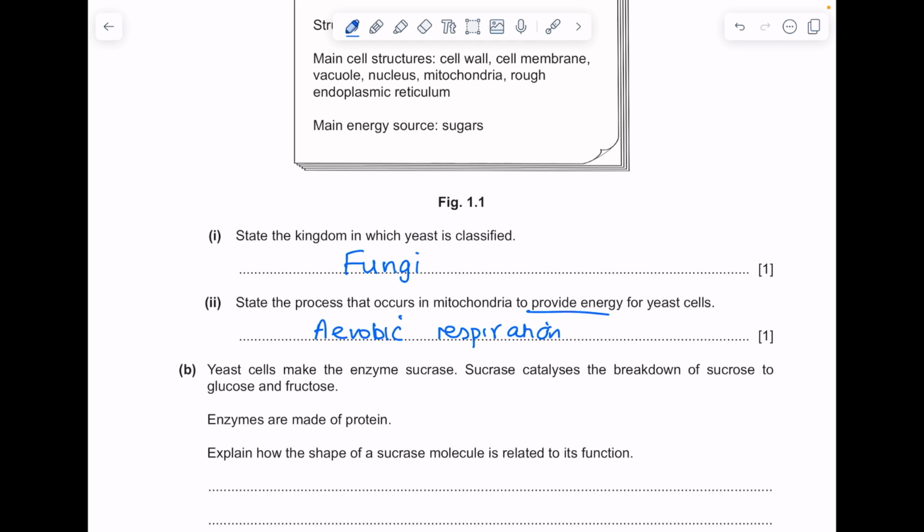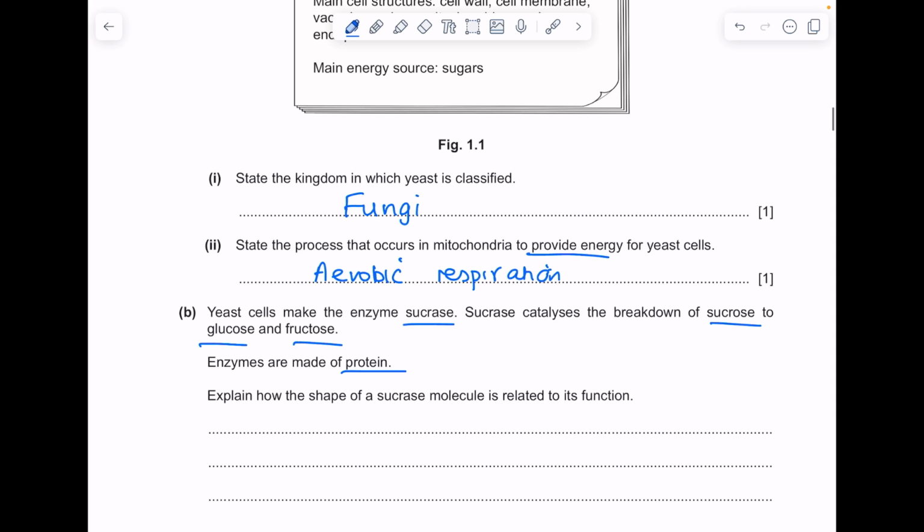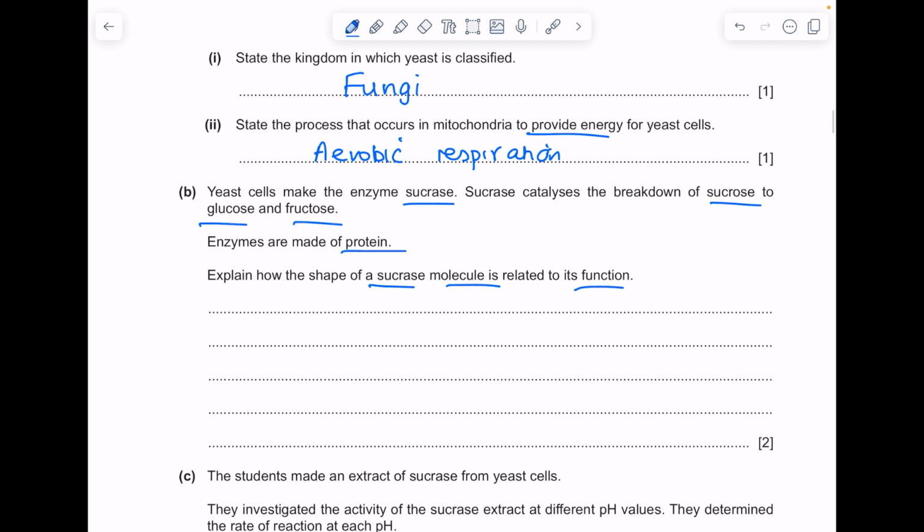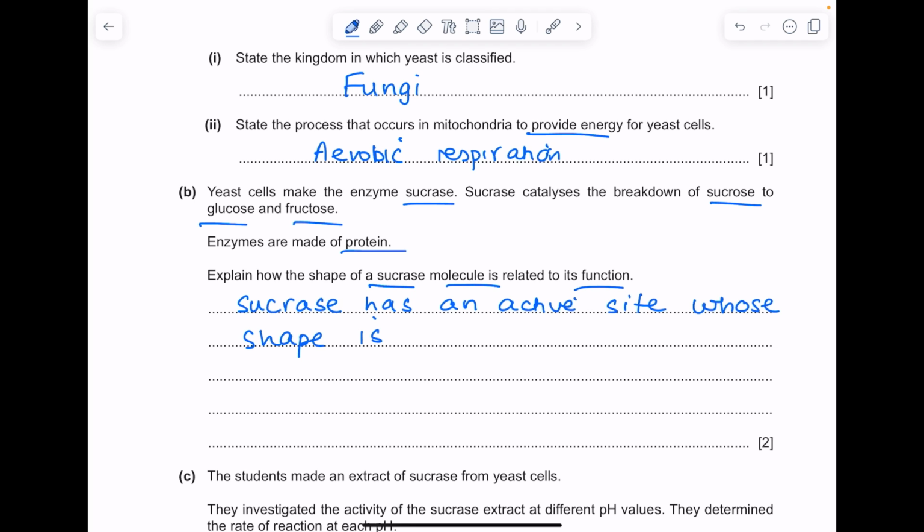Yeast cells make the enzyme sucrase. Sucrase catalyzes the breakdown of sucrose to glucose and fructose. Enzymes are made of protein. Explain how the shape of a sucrase molecule is related to its function. So sucrase is the enzyme, and the enzyme sucrase has an active site. And the key thing about that active site is that it is complementary to that of the substrate molecule, which in this case is sucrose.